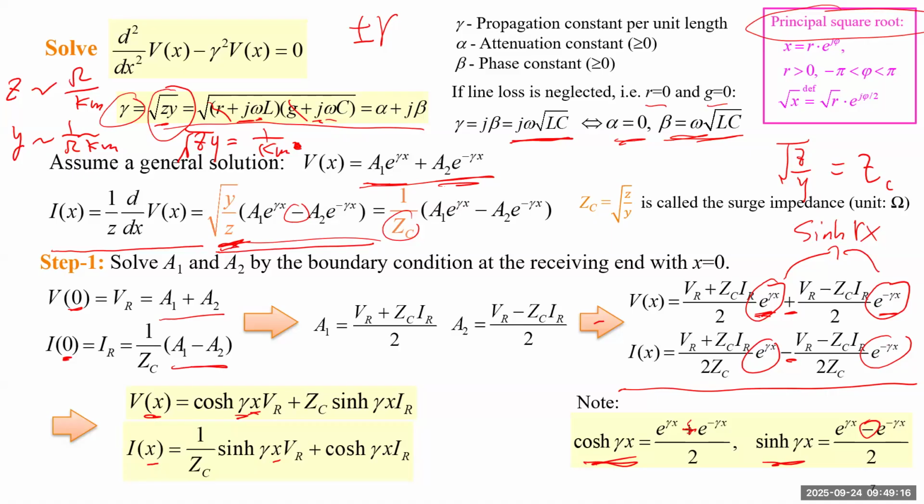So which means gamma s, what will this unit be? If x is length, this one will be 1 over kilometer times kilometer. So gamma s has no unit. And ZC, the unit will be ohm. It really means the surge impedance.